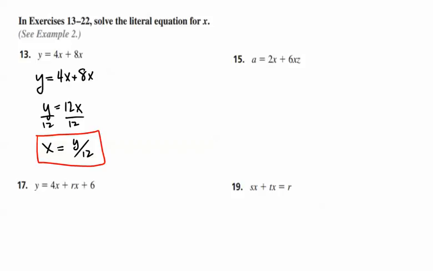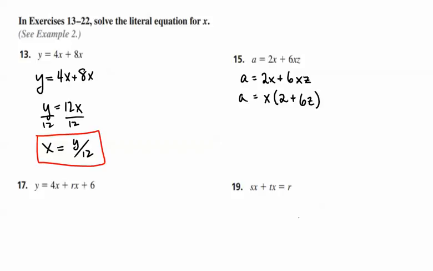Now in the lesson, we did talk about some cases, such as number 15, where we can't combine. For example, we have a is equal to 2x plus 6xz. And we can't combine those because of the z term that's in the 6xz. However, we can factor out an x, and we would get 2 plus 6z. So x times the quantity 2 plus 6z is equal to a.